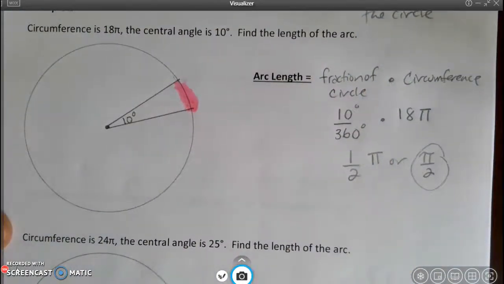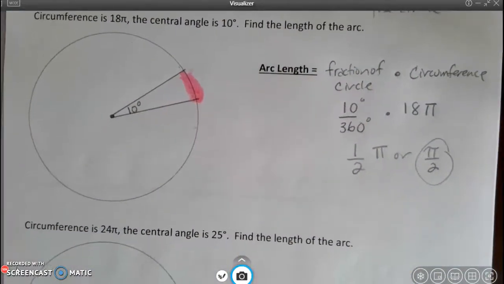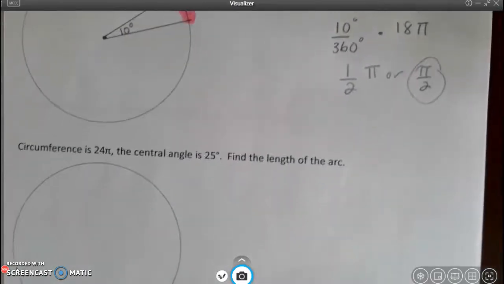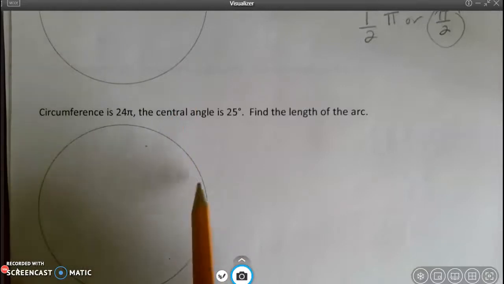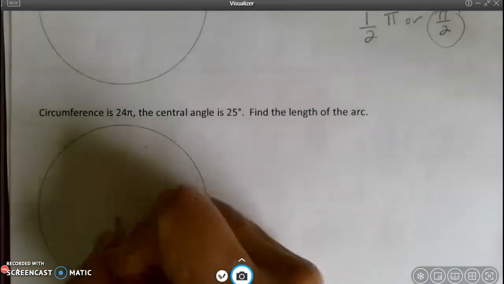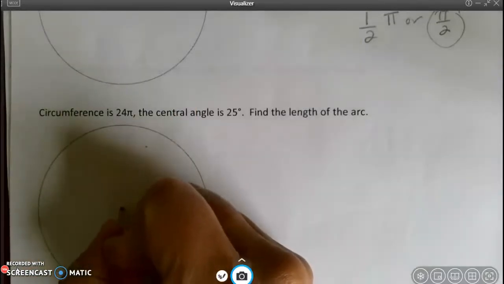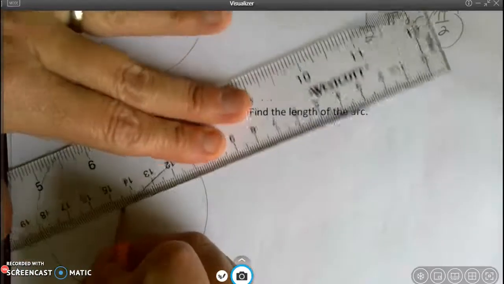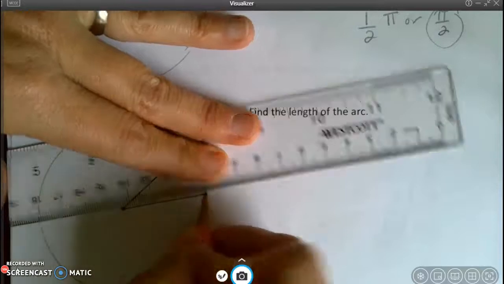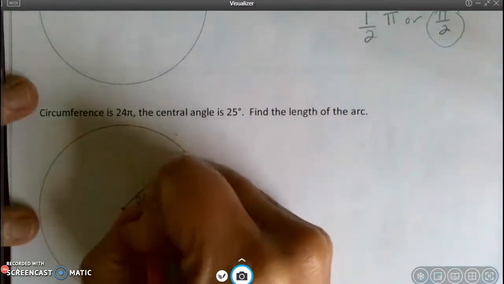All right, let's go to my next one. My circumference is 24 pi, so this is supposedly a larger circle, and the central angle, I'm just going to draw a little sketch of a central angle. I'll make it a little bigger than the last one since it's 25 degrees for this one.